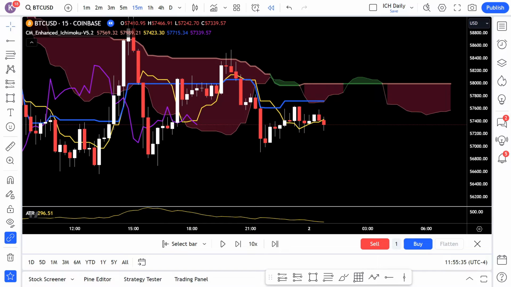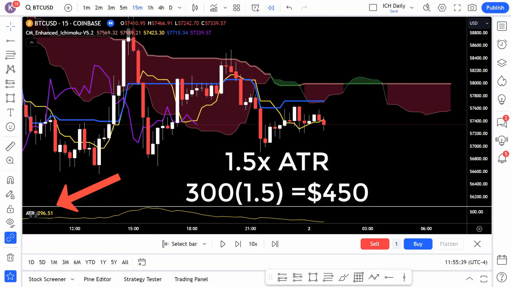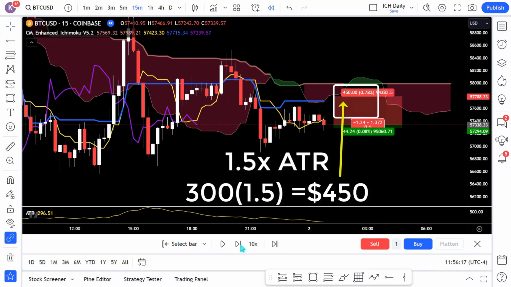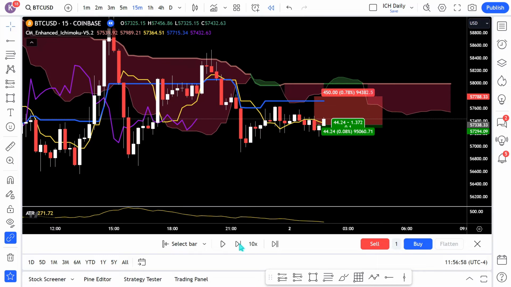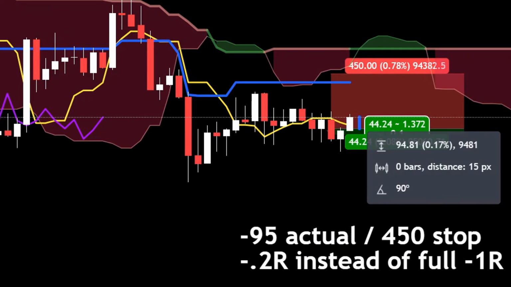Here we have a valid short. ATR is about $300 and we want to use a multiple of 1.5. So this would give us a stop loss of about $450. If we're using TK, the faster moving average, this is where we would have gotten stopped out. Here we only took a $95 loss instead of the $450 that we planned on taking. So instead of taking the full negative 1R loss, we only had a negative 0.2R loss.